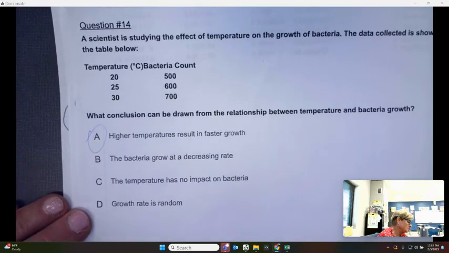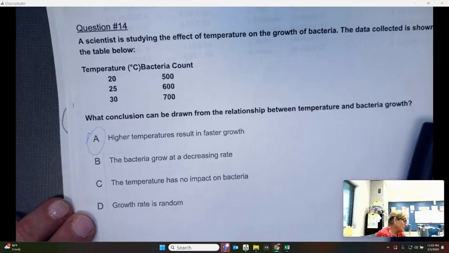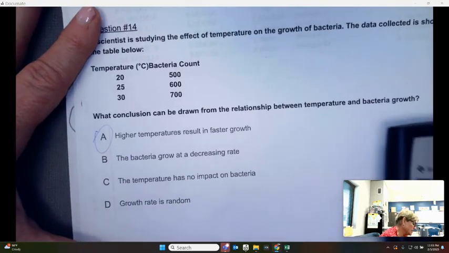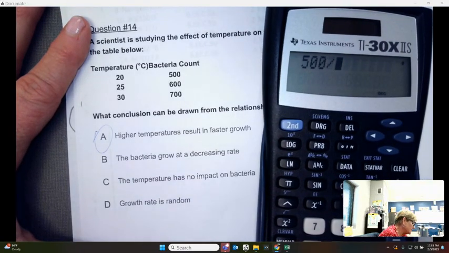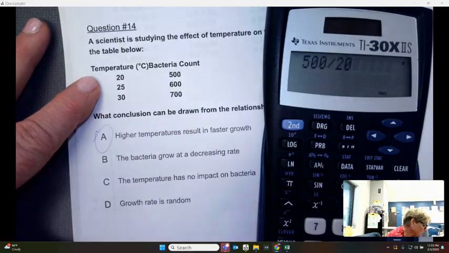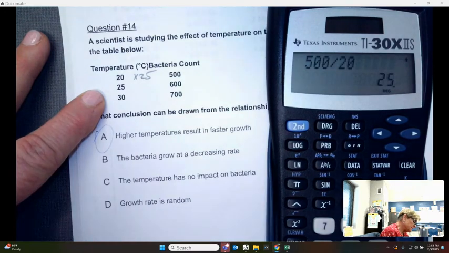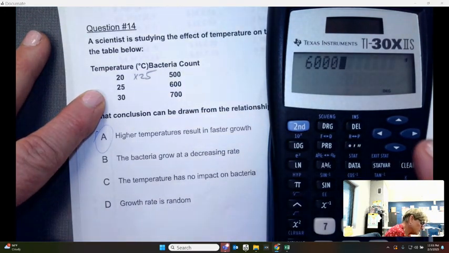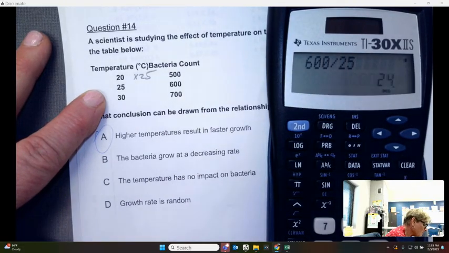Okay, number 14. A scientist is studying the effect of temperature on the growth of bacteria. The data collected is shown in the table below. What conclusion can be drawn between the temperature and the bacteria? Well, let's see how it's connected. So what is 500 divided by 20? I'm just seeing what the connection is. So that's times 25. Let's see. 600 divided by 25 is 24.